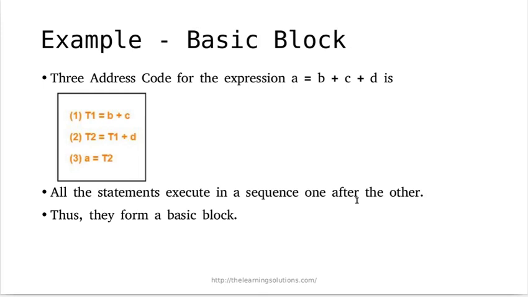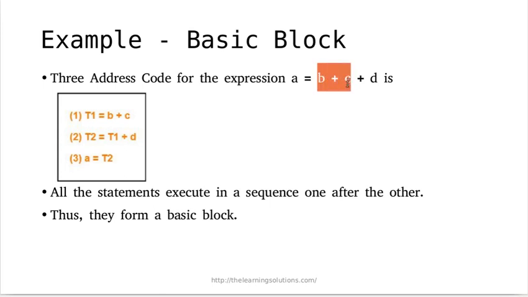Now let us understand an example of a basic block. Here one expression is given to you: a = b + c + d. We have already seen this example. For this expression, generate the 3 address code. So determine the precedence of the operators.